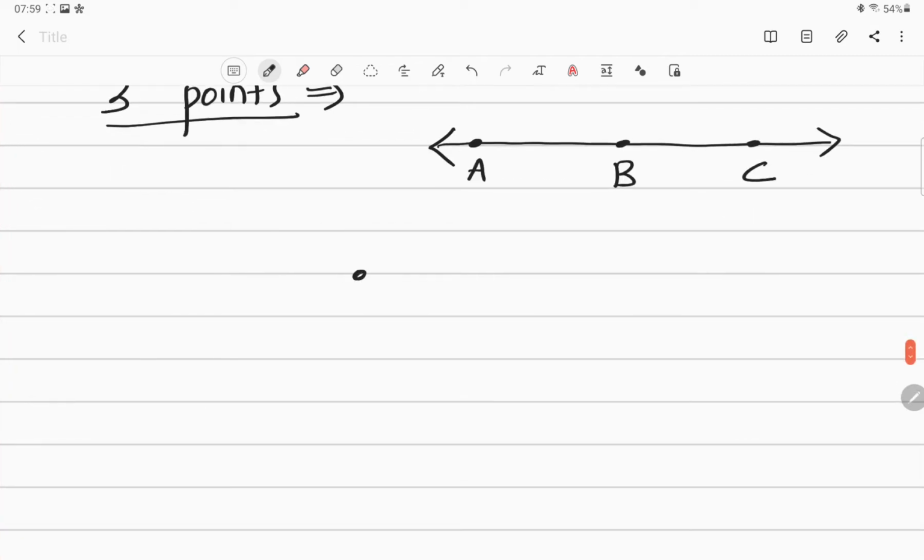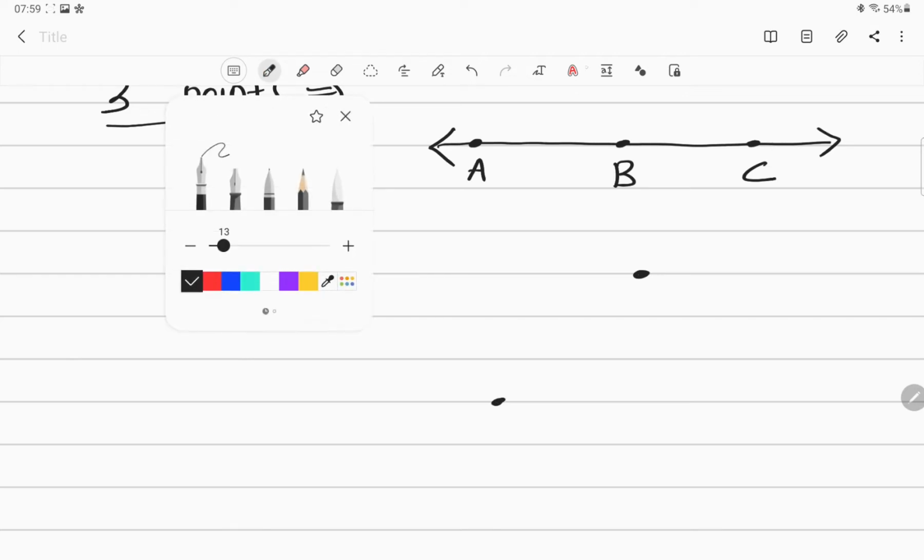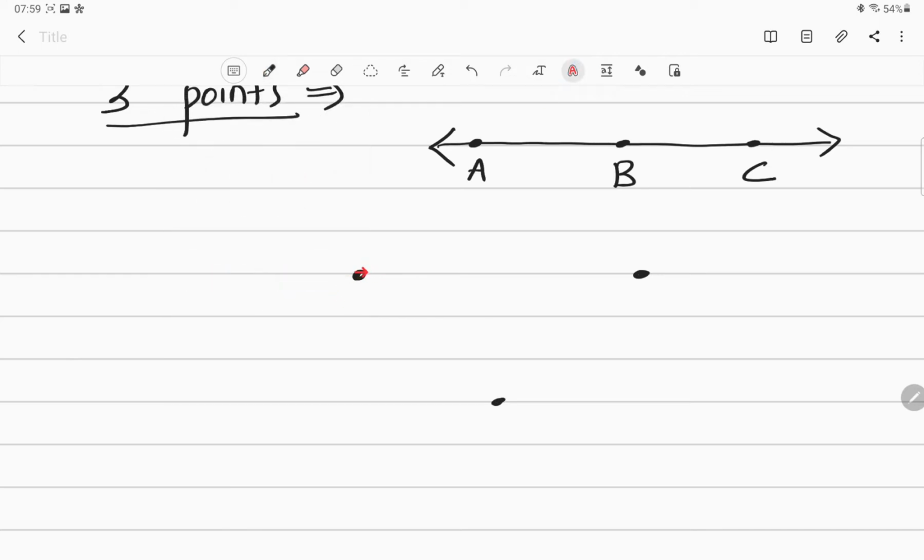But how about this? One point is here, another point is here, and one more point is here. These two points are collinear, this point and this point are collinear, and this point and that point are collinear. But together, all of these are not collinear. Naming them A, B, C: AC are collinear, BC are collinear, AB are collinear, but ABC altogether are not collinear. If you join them, you get a triangle. So ABC is a triangle.